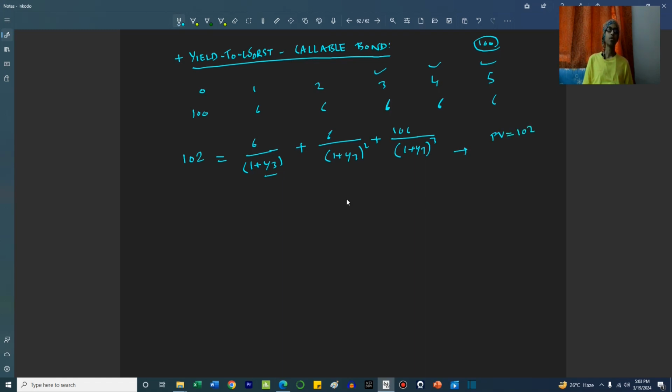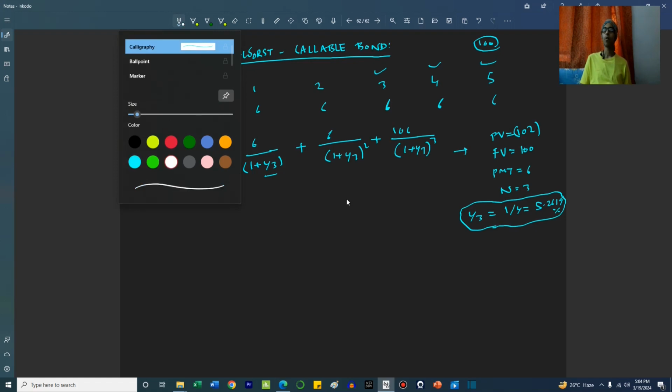PV is equal to 102, let's say it is negative. FV is equal to 100. Periodic payment is 6. Number of periods is 3. We need to find out the yield. Let's do that. Yield is coming to be 5.2619. Okay. So this is our yield if the bond is called at t is equal to 3, right?